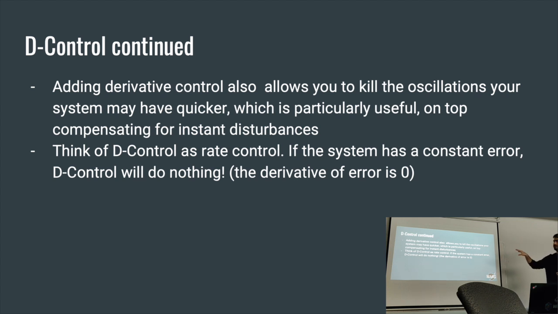So you can't necessarily only have D control in your system and have it be controllable. You can have only P control, you can have PD control, but you can't only have D control. Like, you can, but it's not going to do anything, because the derivative of the error will be zero, right? The D controller acts on the derivative of the error.